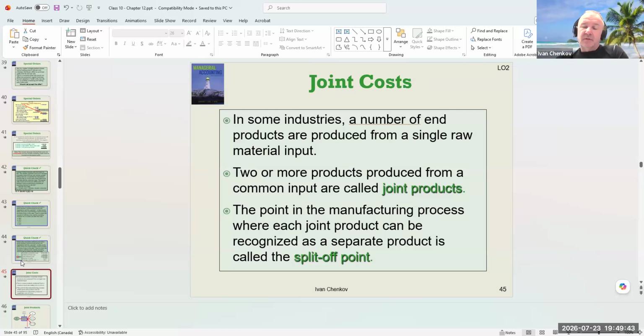Now, joint cost. What is interesting with the joint cost? In some industries, we're using the same common cost, or the same raw material. From that raw material, at some point, we start producing different types of products. When we produce different types of products from the same raw material, those products are called joint products. And the point at which those products become identifiable is called the split-off point.